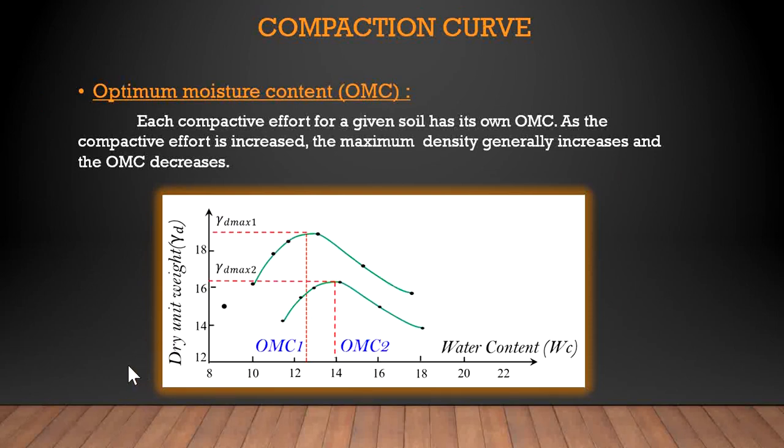So an increase in the compactive effort or energy expended will result in an increase in the maximum dry density and a corresponding decrease in the optimum moisture content. Here we can see in the diagram: this curve is of a lower compactive effort and this curve is of a higher compactive effort. Therefore, for the purposes of standardization, especially in the laboratory, compaction tests are conducted at a specific amount of compactive effort expended in a standard manner.